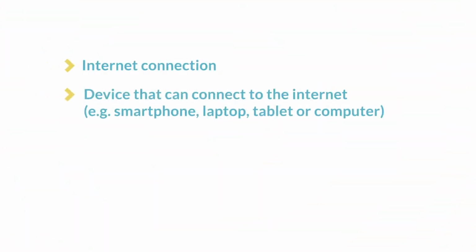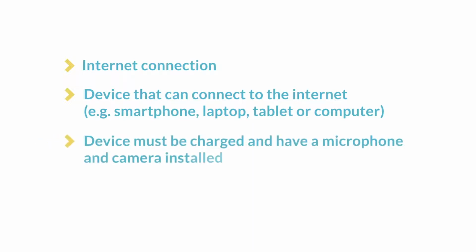So before we run through how the platform looks and how to use it, what do you need before starting the session? Firstly, you need an internet connection. Next, you also need a device that can connect to the internet. This can be a smartphone, laptop, or computer, for example. Make sure that the device is well charged before your meeting.